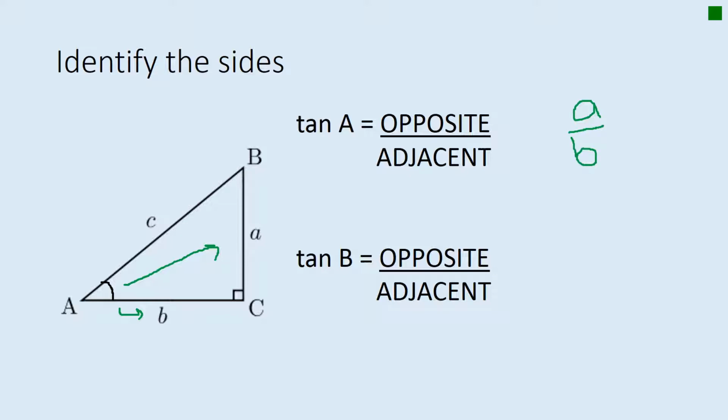If we're looking at tan B, this angle here, my opposite is now B, and my adjacent next to is A. So we have B over A. Now remember that adjacent, next to, is never the hypotenuse, is never the C, okay?